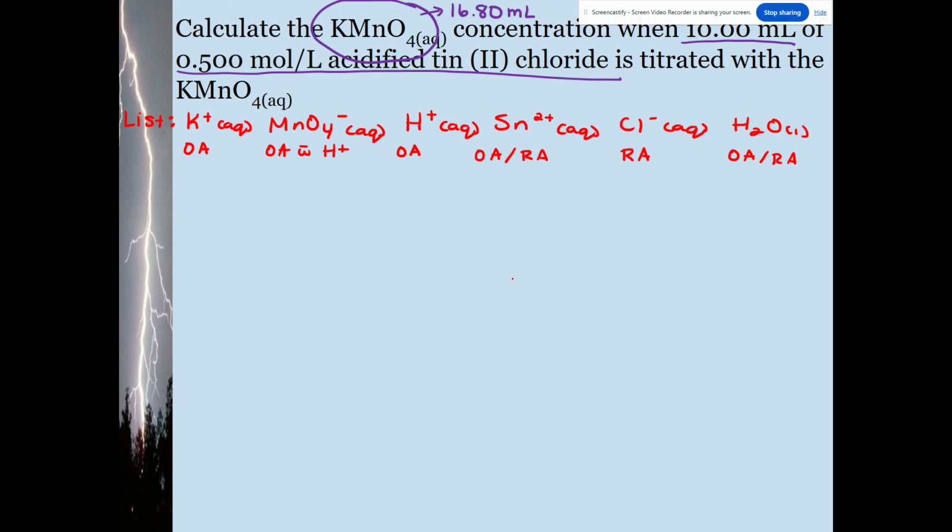Okay? Out of all of your oxidizing agents, the one closest to the top on the left is permanganate. Out of your reducing agents, the one closest to the bottom on the right is your tin 2+. So those are the half reactions I use to get to my net equation.